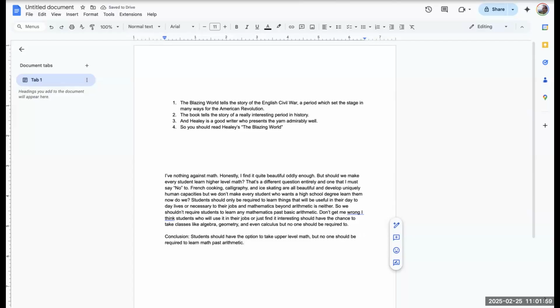I think we want to try to be fair. Remember this principle of charity, I will bang on and on about it. It's very important. We want to give the person the most sensible, commonsensical conclusion that what they're saying would support. Here, that would be something like: students should have the option to take upper level math. No one should be required to learn math past arithmetic. That is our conclusion.